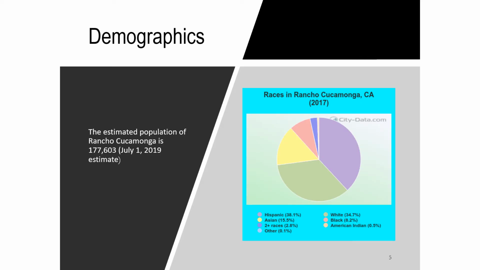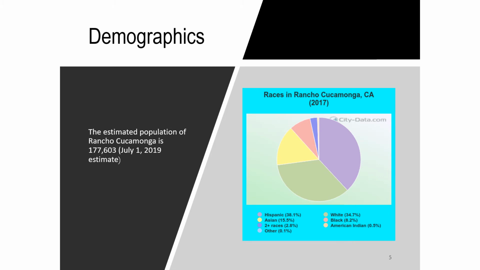Geographic location is just based on where people live, right? Larger swaths of where people live, and demographics drill down even closer. So if we look at the graph that is on the screen, I chose Rancho because that's where the campus is located, but you could easily go in and Google demographics for whatever city you live in, and you will get the same information. So the estimated population of Rancho as of July 1st, 2019 was 177,603 people.